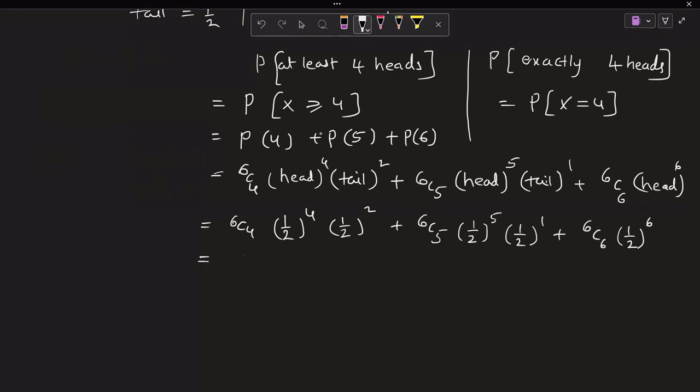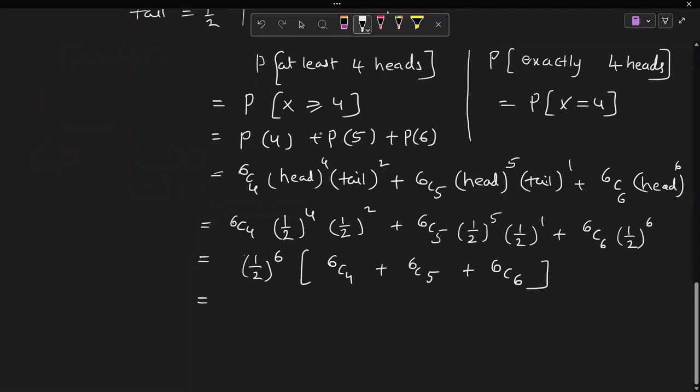So overall, if you check, 1 by 2 power 4 into 1 by 2 power 2 is 1 by 2 power 6. So in each and every term you are getting 1 by 2 power 6. Here also, 1 by 2 power 5 into 1 by 2 power 1 is 1 by 2 power 6. So 1 by 2 whole power 6 is a common term. Then we have 6C4 plus 6C5 plus 6C6.